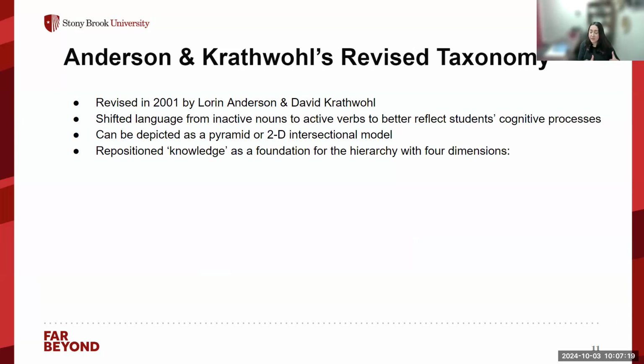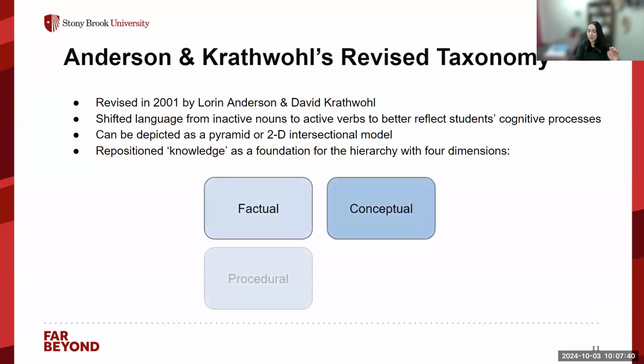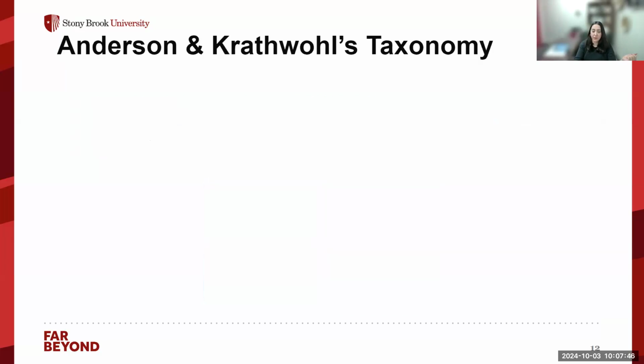It can be depicted as that traditional pyramid or as more of an intersectional 2D model, which we'll see on the next slide. And instead of having knowledge as the base level of the pyramid, it actually sort of removes it from the model and says, this is a foundation that you need before you can even get to that first level. And they classify it into 4 dimensions. So talking about knowledge that is factual, conceptual, procedural, and metacognitive.